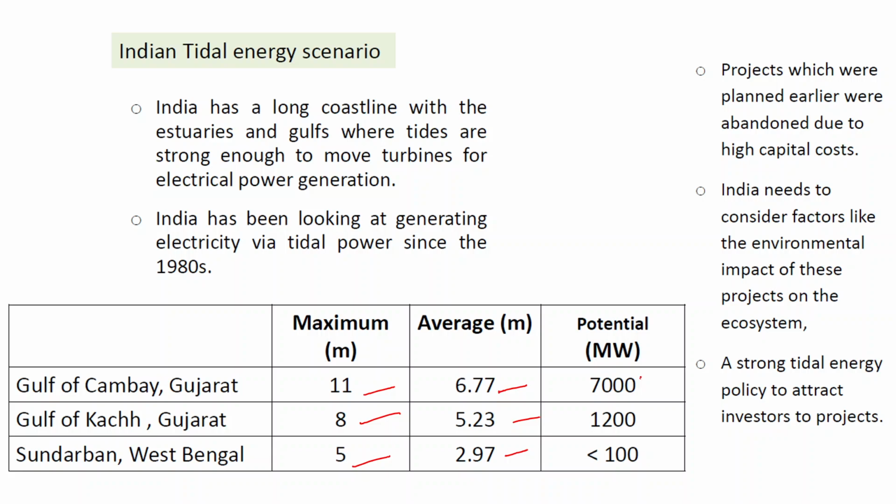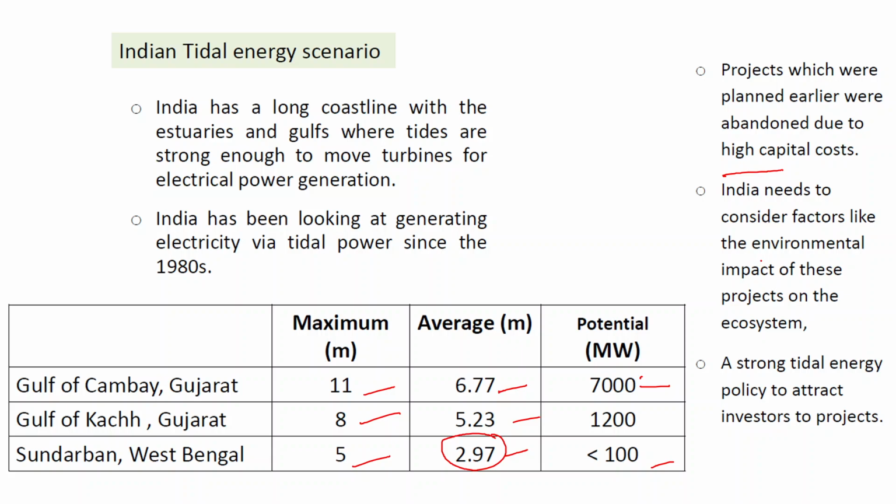The energy potential is highest in the Gulf of Cambay, that is 7,000 megawatt, whereas it is less than 100 megawatt in Sundarbans. As we can see, the head is also very low here. So the projects which were planned earlier were abandoned due to high capital cost, and India needs to consider factors like industry.